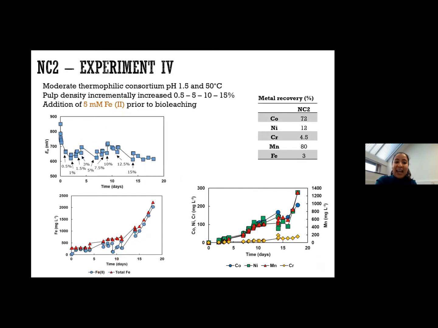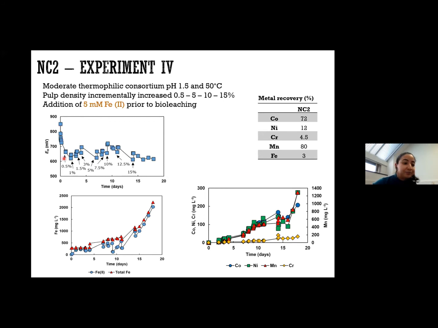So then we tried it again, and the difference with this experiment is that we did the additions of limonite in even smaller portions. We started at 0.5%, and then made our way up to 15%. And we added more ferrous ion in the beginning as well, because this limonite contained more chromium than NEC1. So we thought, let's just add a bit more and see if that helps, and if it will go all the way up to 15% and not stop at 10.